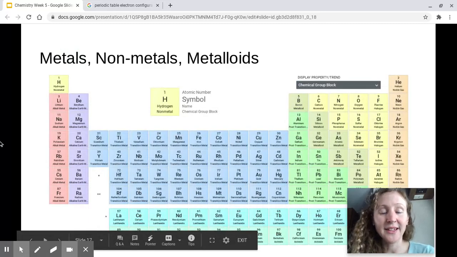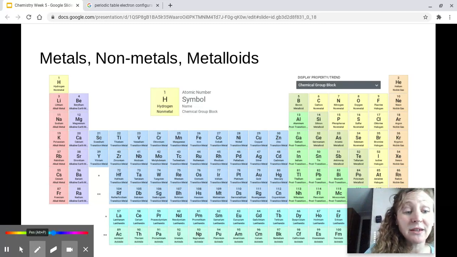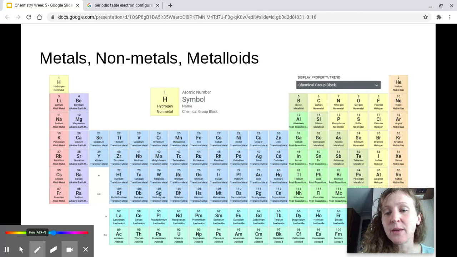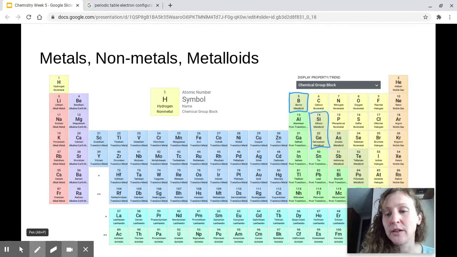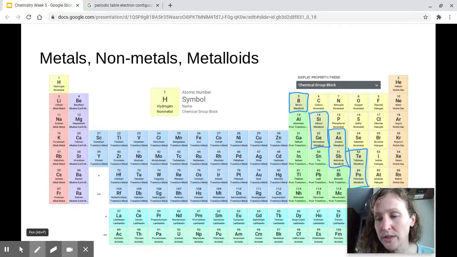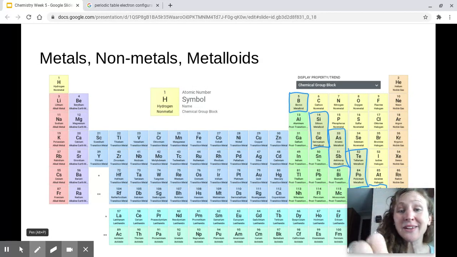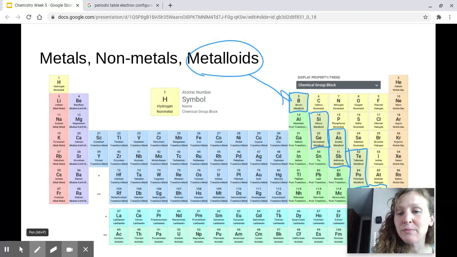All right, and that is with metals, nonmetals, and metalloids. So this classification you might be the most familiar with of all of them. Hopefully you have looked this up if you're not familiar with them. So there's this little stair step here in the middle. And this stair step tells you the metalloids. So these are metalloids.